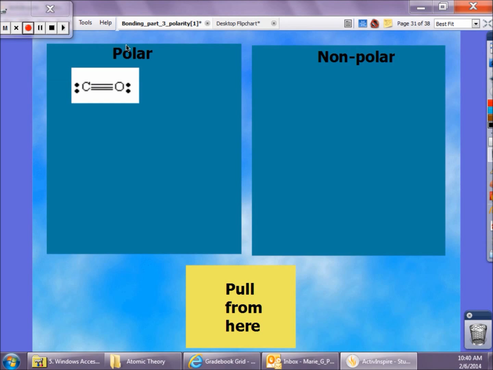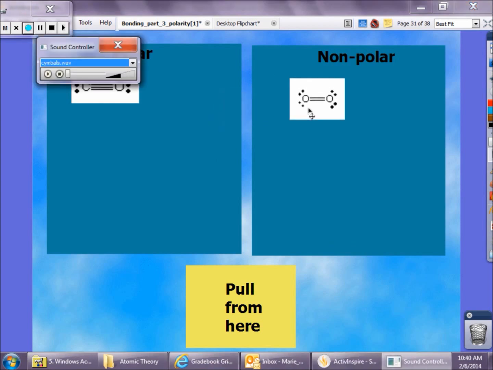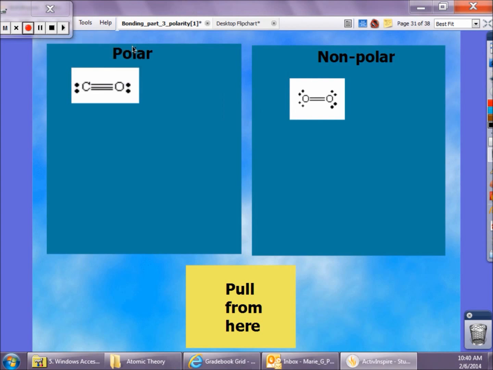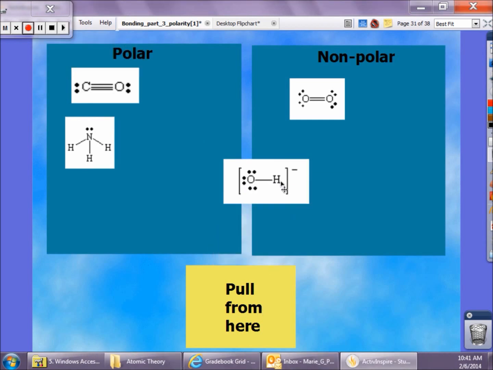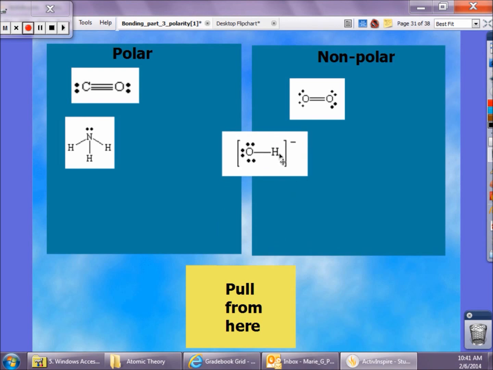Okay. So the molecule as a whole is polar because they are not the same elements. There is a difference in electronegativity. Okay, pull out more. Polar or non-polar? Non-polar, same element. The polarity cancels out. All right, next. Polar or non-polar? Polar. It is not symmetrical. There is a pair of unshared electrons on the central atom. Polar or non-polar? Polar.